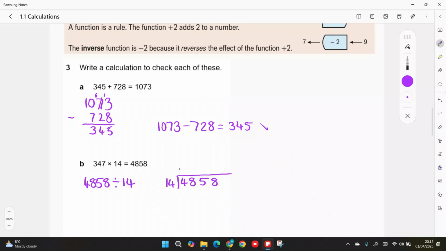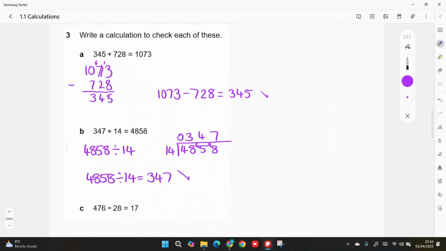So 14 goes into 4, 0. So now we have 14 into 48, which goes 3 times, with a remainder of 6. 14 into 65 goes 4 times, remainder 9. And then finally 98 divided by 14 is 7. So therefore, we can say 4,858 divided by 14 is 347.